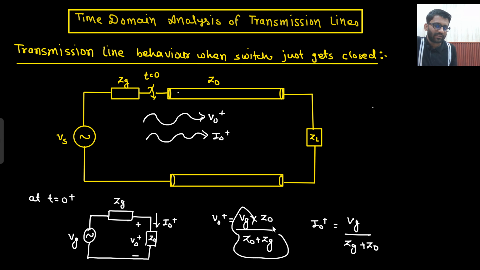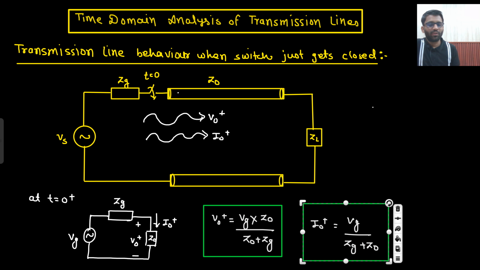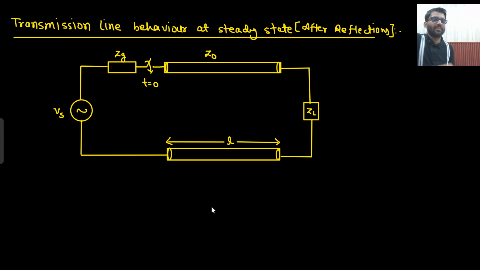This is your I naught plus, right? Well and good. So this is how I will find V naught plus and I naught plus. There will be further analysis as well, but as of now we are just seeing how to replace the circuit at some particular time. That at t equals 0 plus, how will I replace the circuit? Now at t equals infinity, how will I replace my circuit?